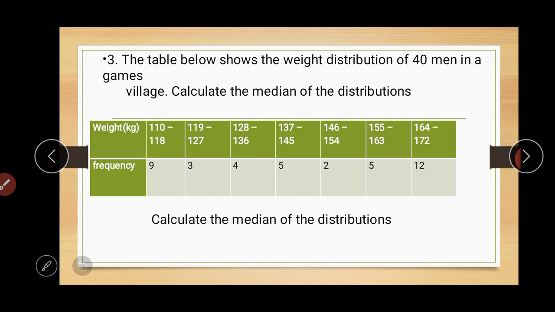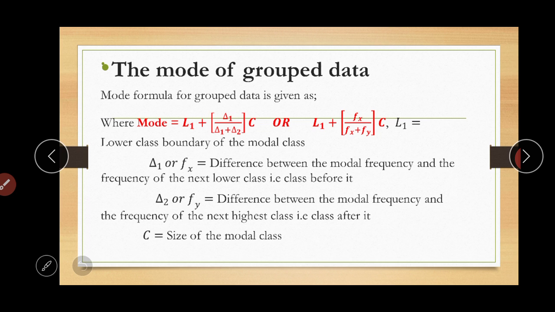This is also the second one. You calculate the median of this distribution of 40 men in a village for me too. So the next one, let's quickly look at the mode for grouped data.